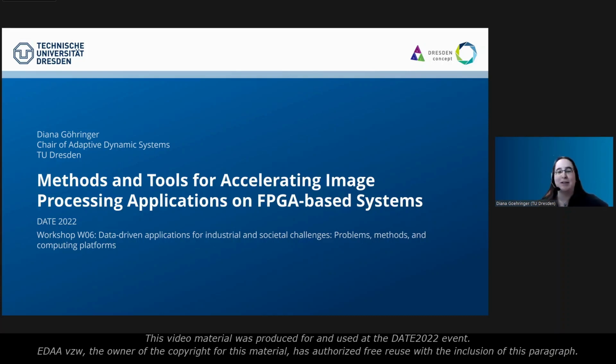So thank you very much for the nice introduction, and it's my pleasure to be invited here and to present you our work on methods and tools to accelerate image processing applications on FPGA-based systems.